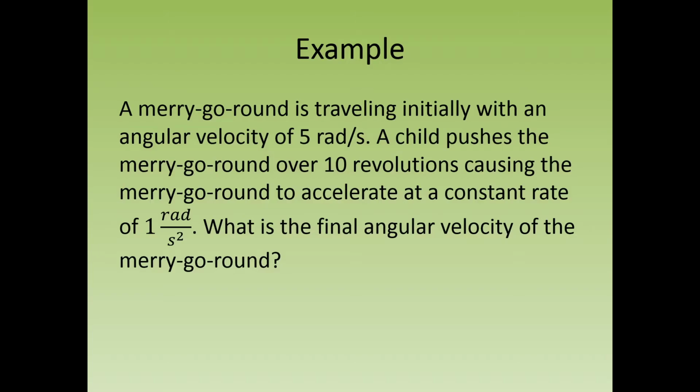A merry-go-round is traveling initially with an angular velocity of 5 radians per second. A child pushes the merry-go-round over 10 revolutions, causing it to accelerate at a constant rate of 1 radian per second squared. What is the final angular velocity of the merry-go-round?